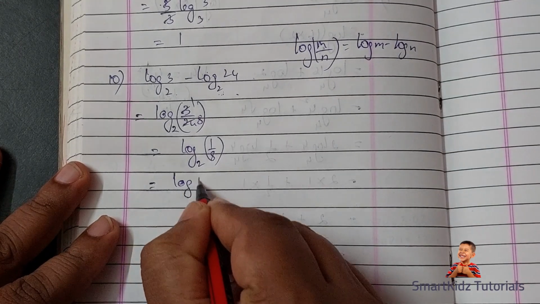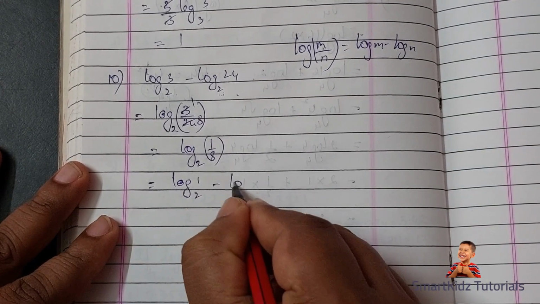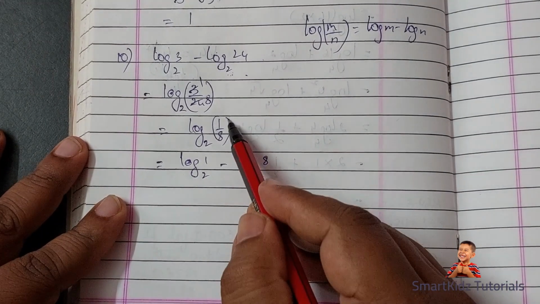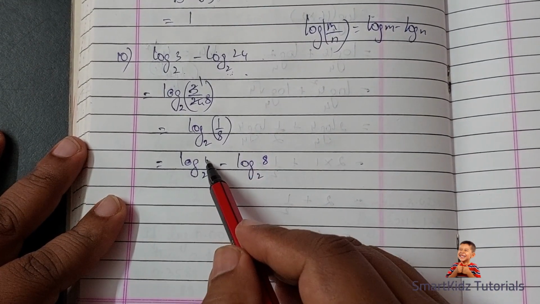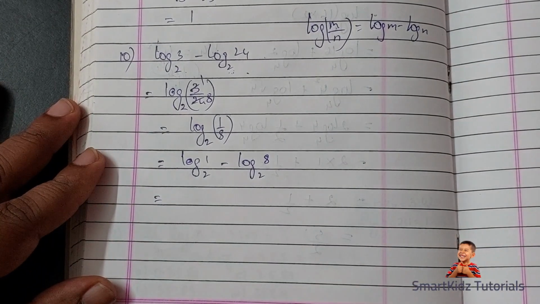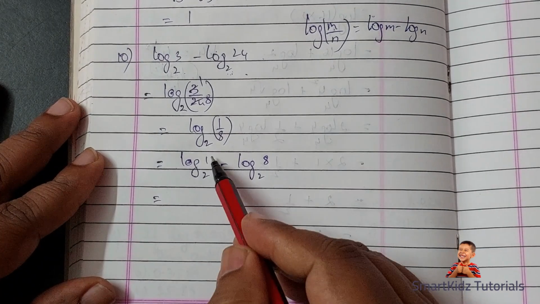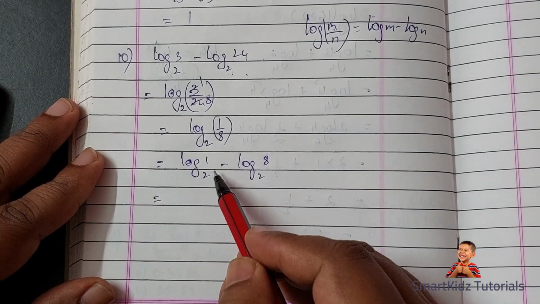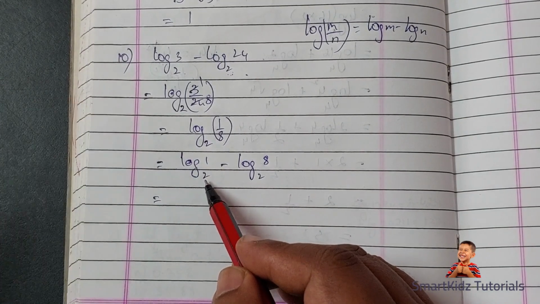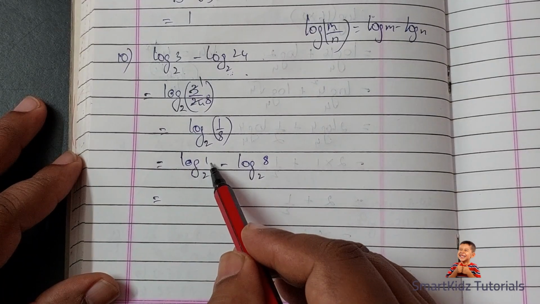You can say log of 1 to the base 2 minus log of 8 to the base 2. Okay, log of m upon n is equal to log of m minus log of n. Now log of 1. Okay, now how do we manage? We need to get 2 over here. That is when we'll get 1. It has to be log of 2 to the base 2. Okay, that's what I told you previously. So how do we get 2?